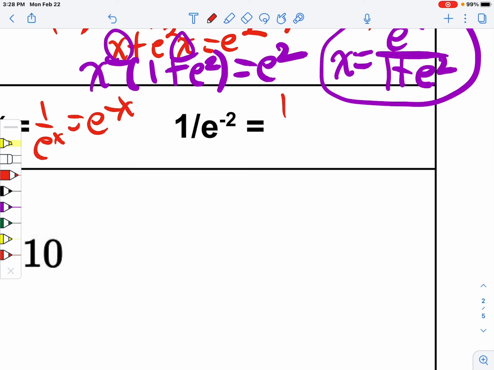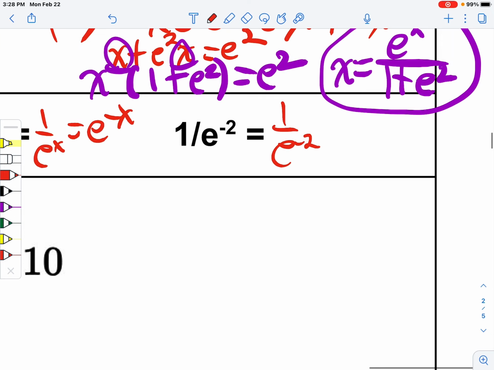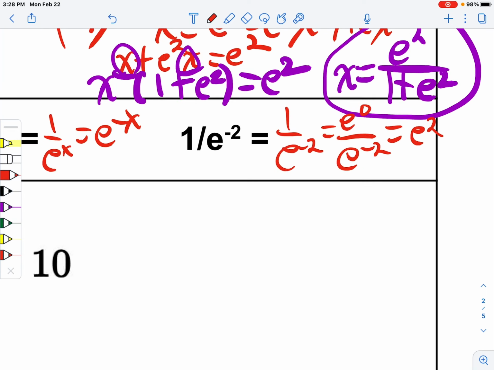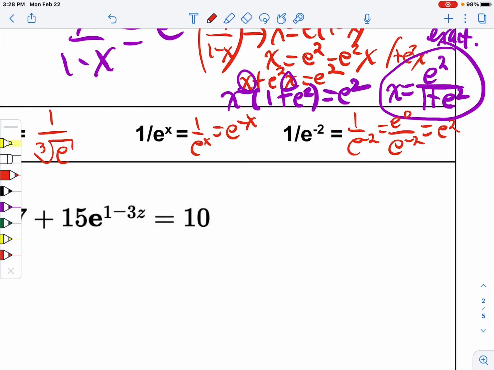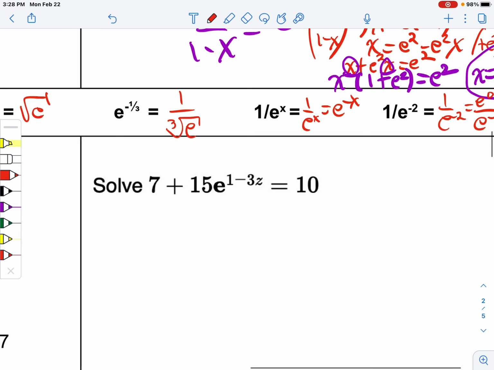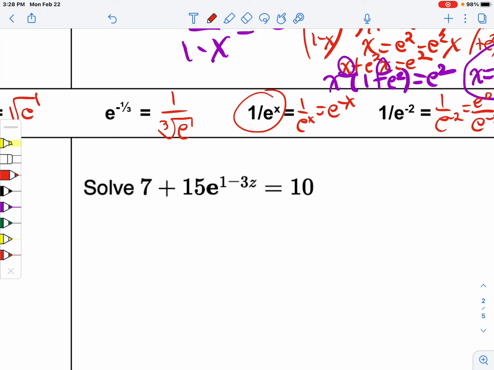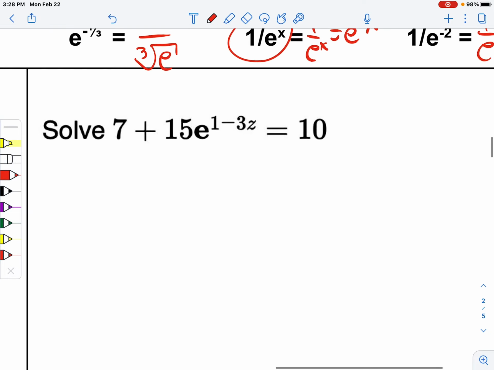This one's a little bit more difficult. 1 over e to the negative 2 really means e to the 0 over e to the negative 2, because anything can be represented with a base to the exponent of 0 for 1. And then I would have 0 subtract negative 2, which is e squared. Okay, so those are some simple exponent rule things that you probably should remember. These also refer, of course, to reciprocals. So the reciprocal of e to the x is e to the negative x. Okay, folks? The reciprocal of e to the x is e to the negative x, and you're going to see that that can become important.